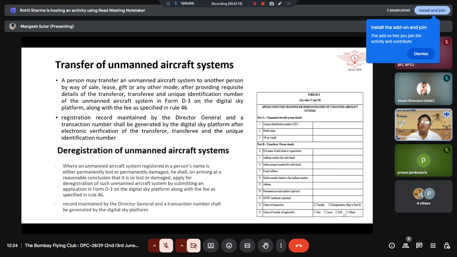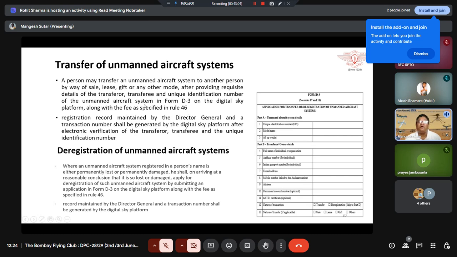So in that case, when you have the UIN number, you can transfer it using form D3. D3 is basically for transfer of the drone or deregistration. Now let's see what the case is in transfer. A person may transfer an unmanned aircraft system to another person by way of sale, like in my case, or lease, somebody gifts you the drone, or any other mode, after providing the requisite details of the transferee and the unique identification number of the unmanned aircraft system in form D3 on the Digital Sky platform, along with the fee specified in Rule 46.